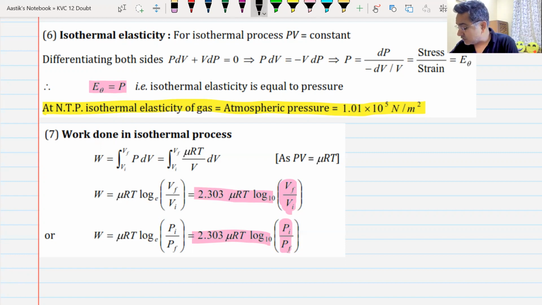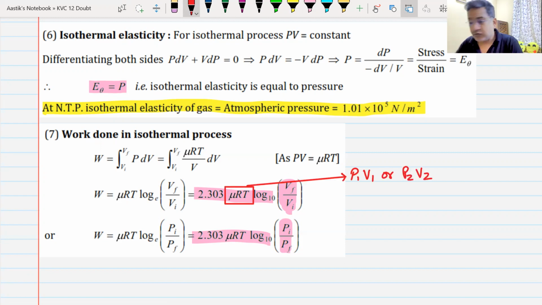Now, in many cases, instead of using this nRT, remember this nRT can also be written as P1 into V1, or it can also be written as P2 into V2. So you can remember various combinations of this formula. Instead of nRT, they might give you initial pressure and initial volume. So instead of nRT, you can use P1 V1. And then they will give you how much the volume has changed.